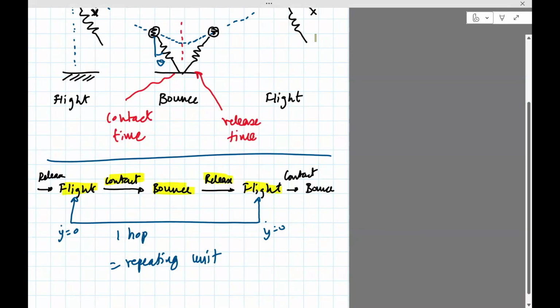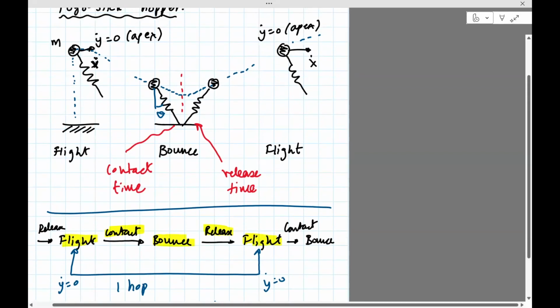So flight, contact, bounce, release, and flight. The last one, the rightmost one, flight, is the same thing, the same equation. So we need to model the remaining four. So we'll write the equations for all these four different phases. Then we will go to Python and code it. Okay, and then we'll try to understand.